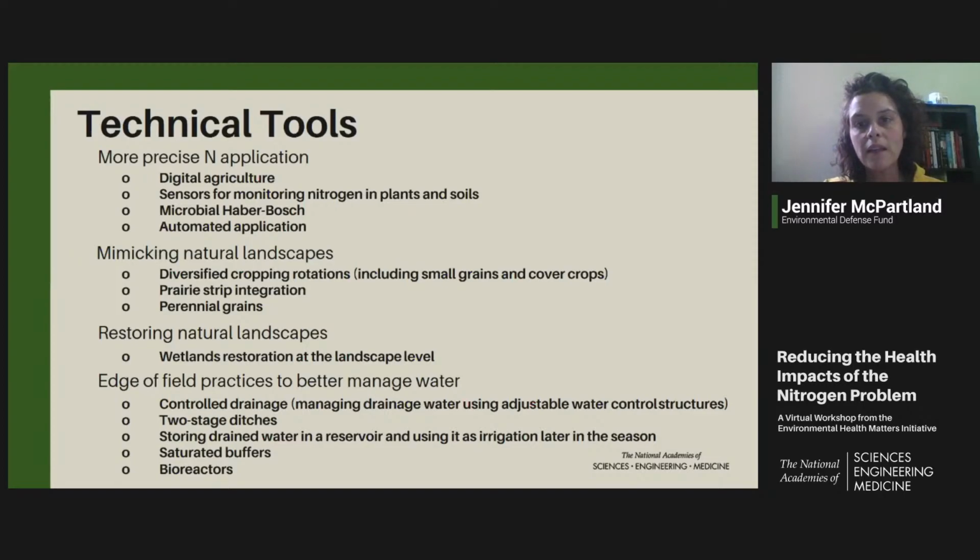We also heard ideas around mimicking or restoring natural landscapes, including activities such as diversified crop rotations, integration of prairie strips, use of perennial grains, as well as wetland restoration. Lastly, we heard several great presentations on edge-of-field practices for better water management. And some ideas that were presented included controlled drainage, 2-stage ditches, retrieving drained water for irrigation, and use of saturated buffers and bioreactors.